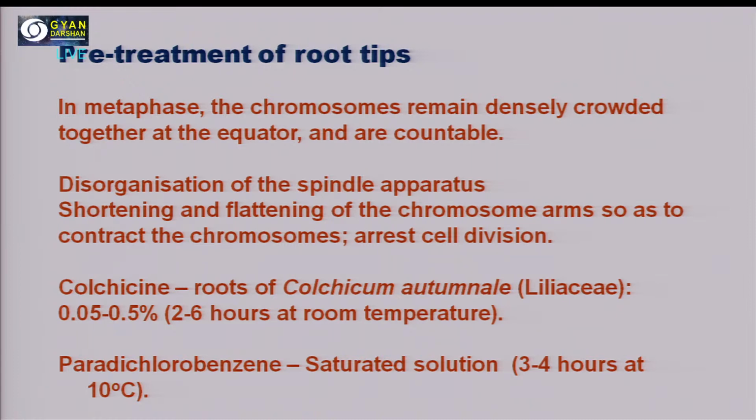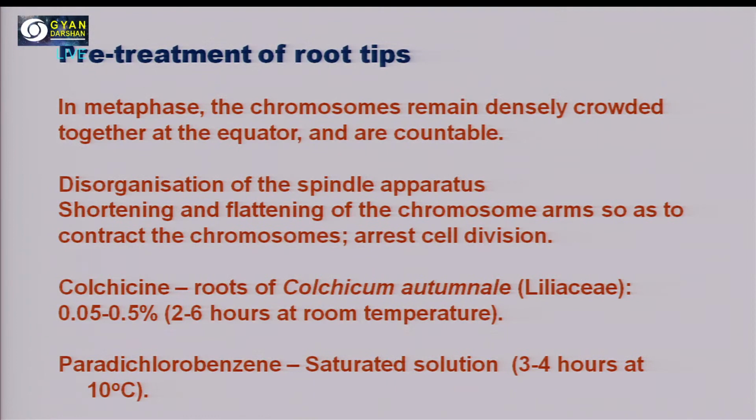So in metaphase, the chromosomes remain densely crowded together at the equator and are countable. But you have to ensure that all the cells are arrested at the metaphase stage. For that, you need to undergo three steps. First is pre-treatment. What is the purpose of pre-treatment? Disorganization of the spindle apparatus, shortening and flattening of the chromosome arms so as to contract the chromosomes and arrest the cell division. Now here we normally use two kinds of agents.